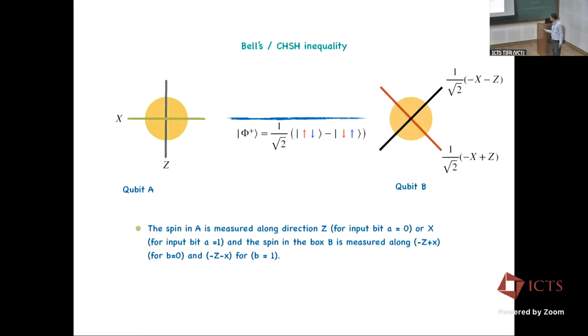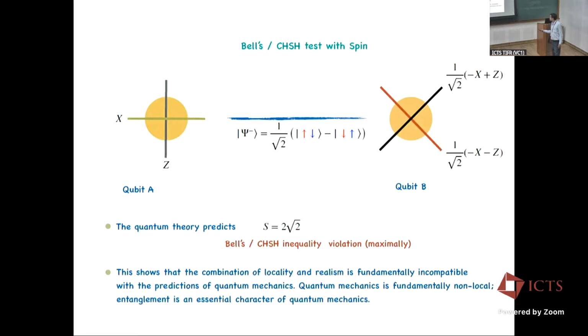And the value of S that we get is this one, 2 root 2. So in this setup, quantum mechanics gives the value that we can calculate and also measure, which is 2 root 2. So this is a clear violation of the bound that reality and locality give. And it is not just a violation, it is actually maximally violated, because this 2 root 2 is the maximum number that you can get. So it is a maximum violation.